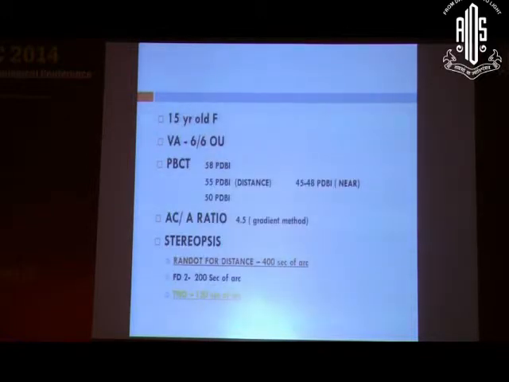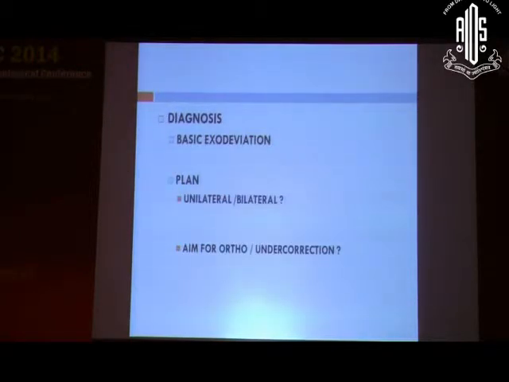For near stereo acuity, most of us must be doing the TNO or the Netherlands Organization test. In this particular patient, it was slightly reduced, around 120 seconds of arc. So it shows that even for near, the stereopsis is getting affected. We should have intervened still earlier, before the stereopsis had already been affected. So now with these findings of almost insignificant difference between the exotropia values of distance and near, we come to a diagnosis of basic exotropia.